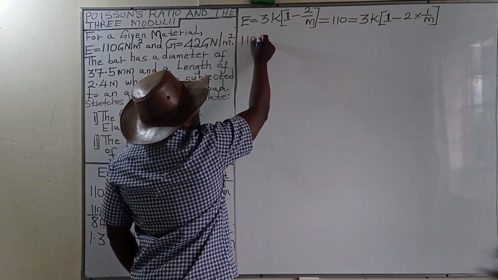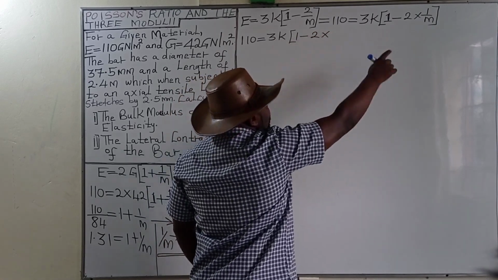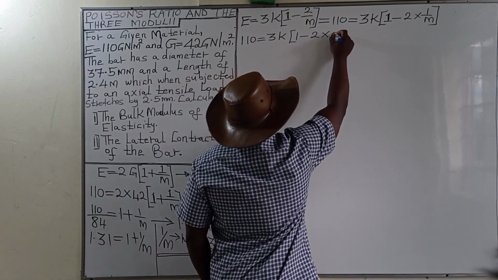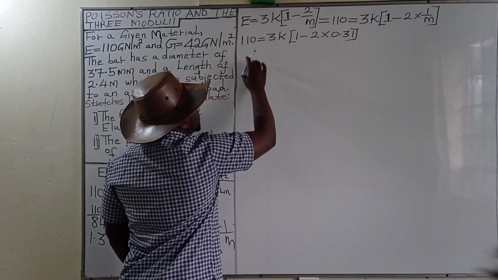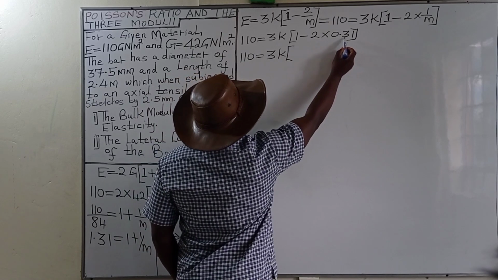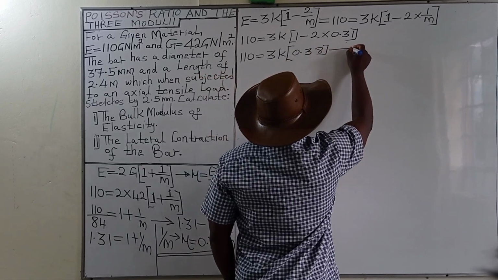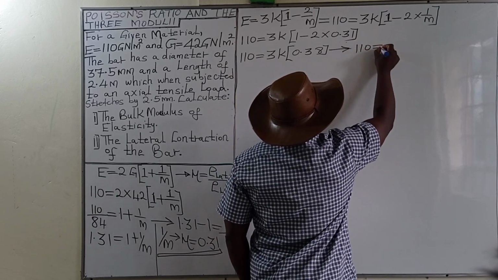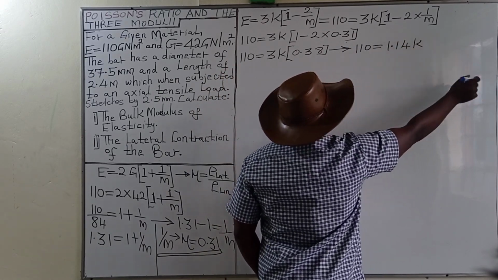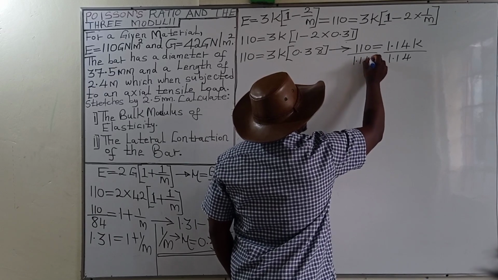This one will lead us to what? 110 is equal to 3K into 1 minus 2 times 1 over m, which is the Poisson's ratio, and we had it as 0.31. So 2 times 0.31. So we are going to have 110 is equal to 3K into 1 minus 2 times 0.31, that is 1 minus 0.62, which is 0.38. So this one is going to lead us to 110 is equal to 3 times 0.38, that happens to be 1.14K.